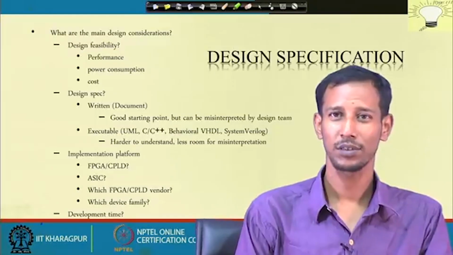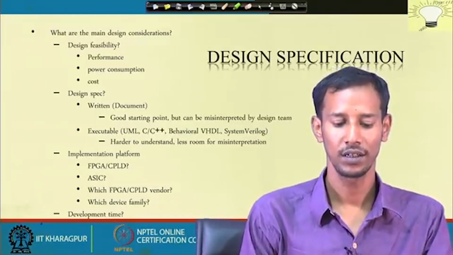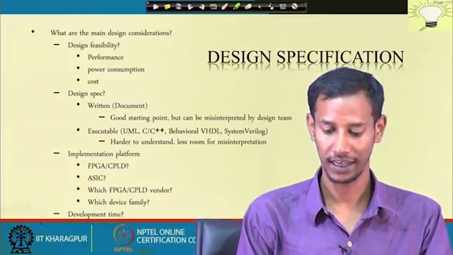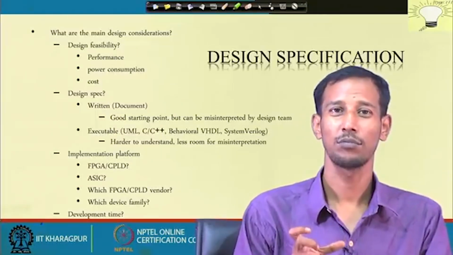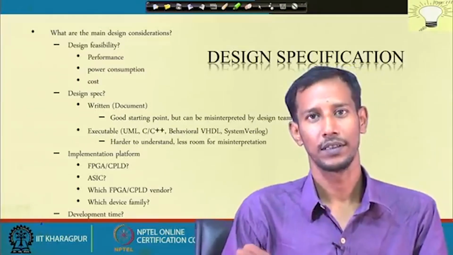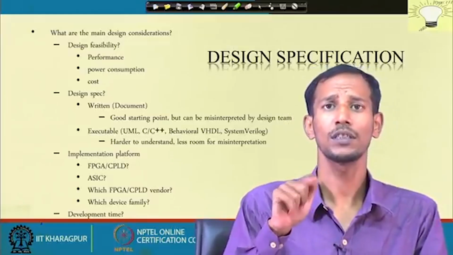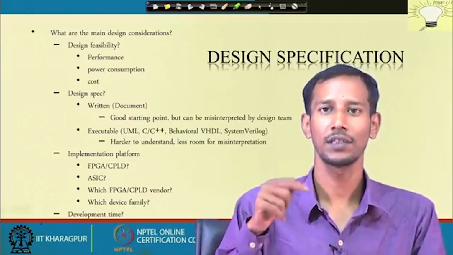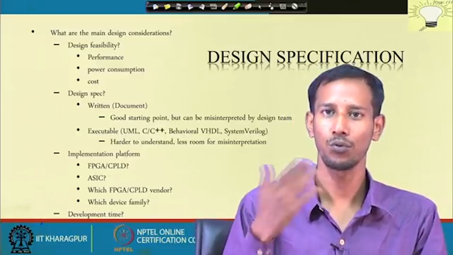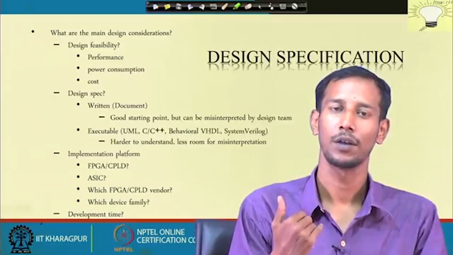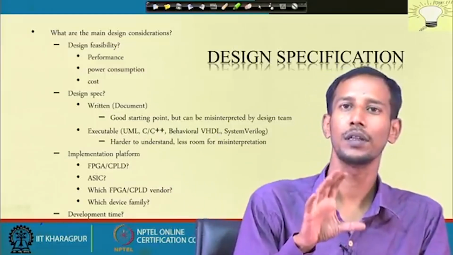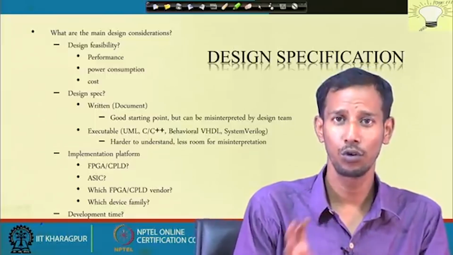The design spec should be written as a good starting point, but it can be misinterpreted by the design team. The specification is used in each of these phases. Specification means I am setting my target. Whenever I am working to achieve the target, every time I have to check what target I have set and what I am basically trying to achieve. So, that is why it should be documented in a good way.